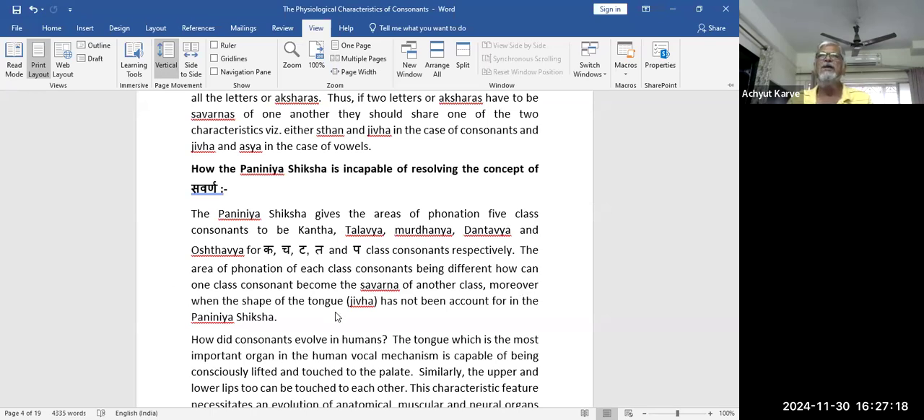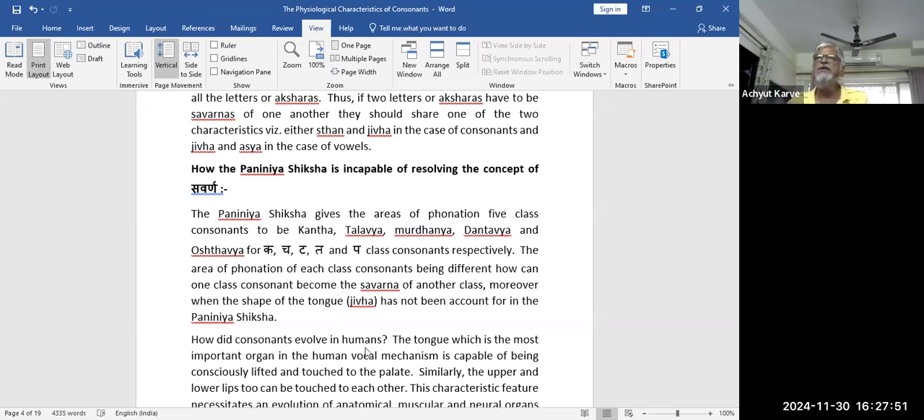Moreover, the shape of the tongue, that is jivva, has not been accounted for in the Paniniya Shiksha. The Paniniya Shiksha doesn't talk about the shape of the tongue. So this becomes insufficient to define how savarna is an actuality. It is a reality. It is not something that is just grammatical. It is an objective phenomenon that they are homologues. Why are they homologues? Because they share one common property.